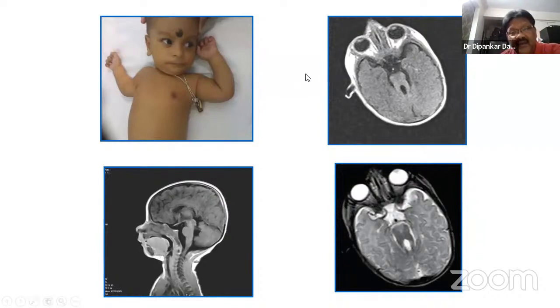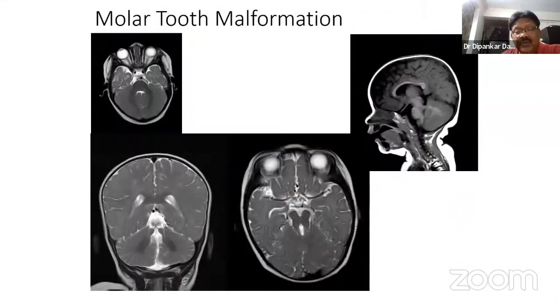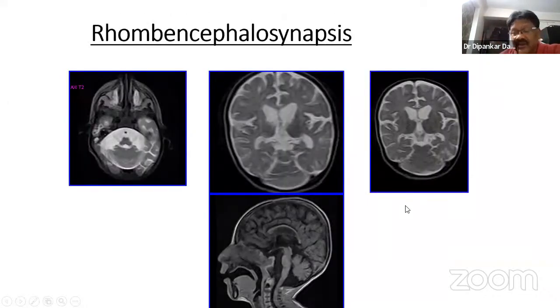So this is a very old patient, Joubert syndrome. The first Joubert syndrome I came across was around 15, 16 years back. So this is the classical molar tooth. This was in the newborn period, presented with nystagmus. This was later reported in our Journal of Indian Medical Association. So this was our publication. And later on, we found a lot of molar tooth malformation. Here you can see the cusp of the molar tooth, a classical molar tooth appearance. And these are the superior cerebellar peduncles, which actually give rise to the cusps.